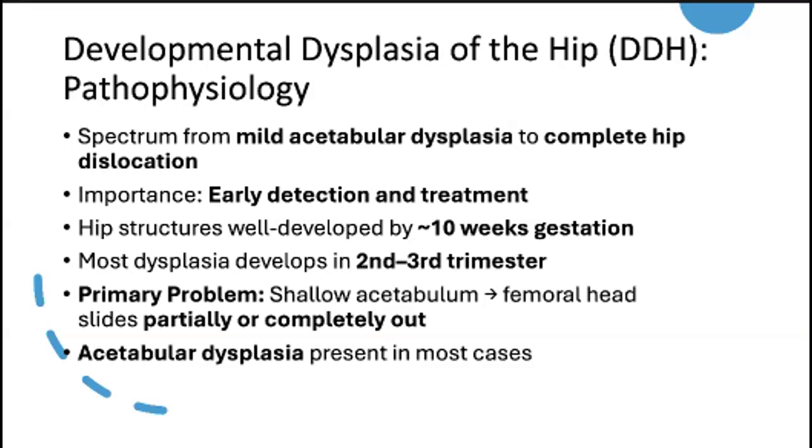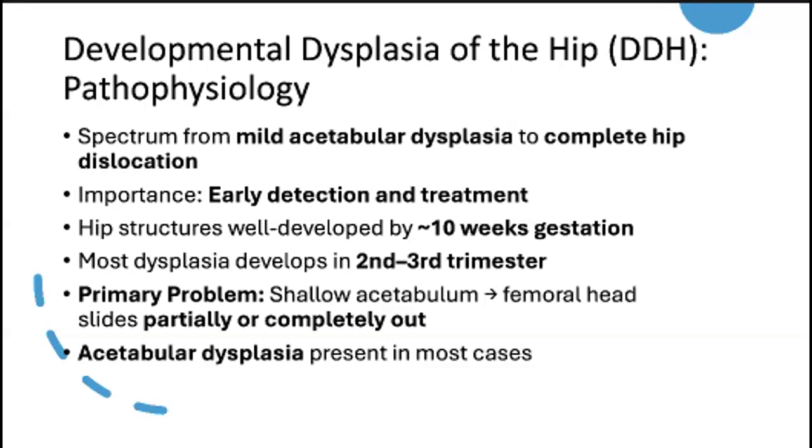So the mechanism of development, the acetabulum, which is your socket, somehow becomes more shallow than normal. And this results in the femoral head, which is that ball, sliding partially or completely out of that acetabulum socket. So the ball doesn't stay inside the socket. Some degree of acetabular dysplasia is present in almost all cases.